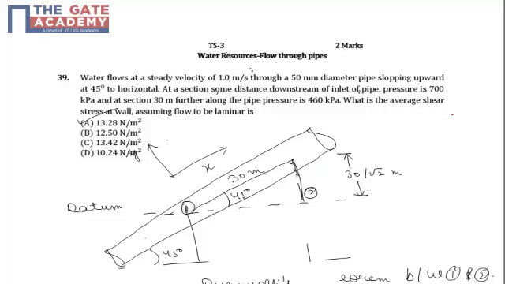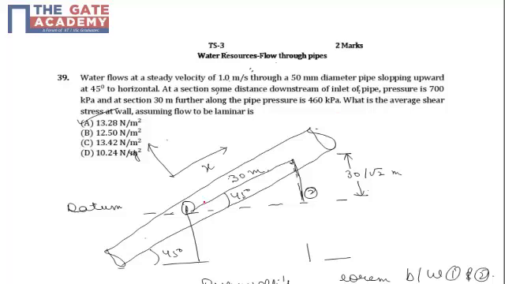For your information, those who have confusion between these things, 1 kPa is equal to 1 kilonewton per meter square. That means 700 kPa is 700 kilonewton per meter square. And at a section 30 meter further along the pipe, as I have shown, the pressure is given as 460 kPa, that is 460 kilonewton per meter square.